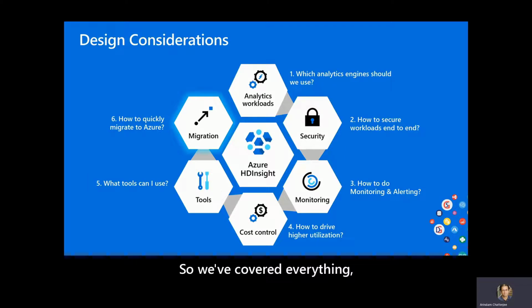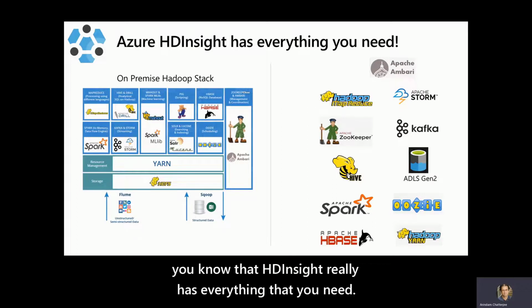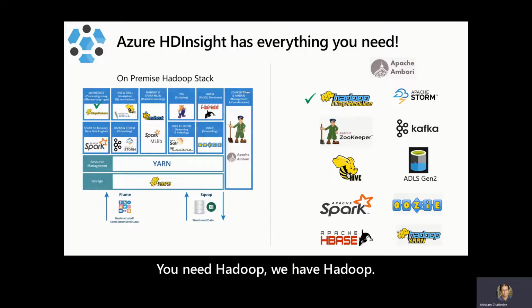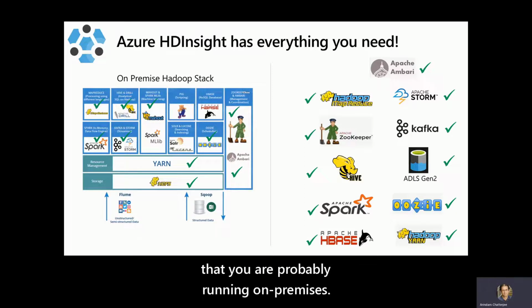Okay, so we've covered everything. So now comes the last bit. How do you migrate? So I hope by now, through all the previous information that I presented, you know that HDInsight really has everything that you need. You need Hadoop, we have Hadoop. You need Hive, we have Hive. You need Spark, we have Spark. We have, at the end of the day, pretty much all the projects that you are probably running on premises.